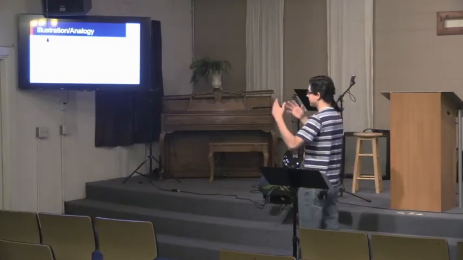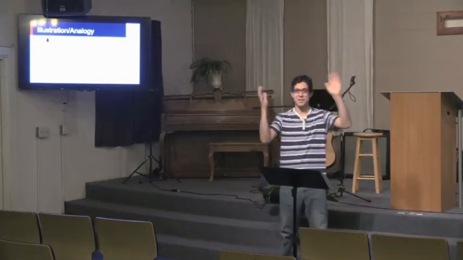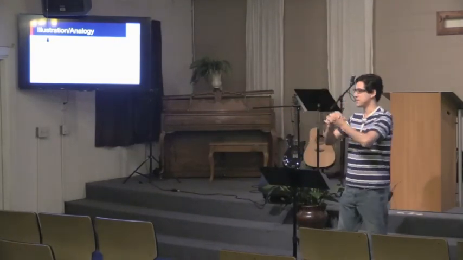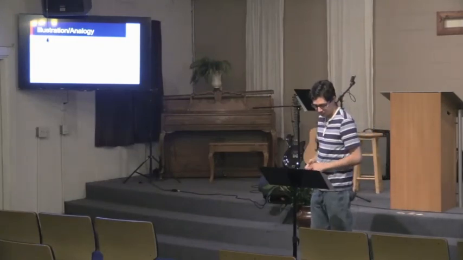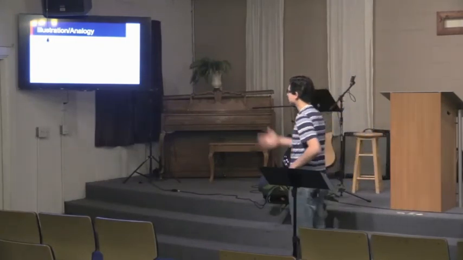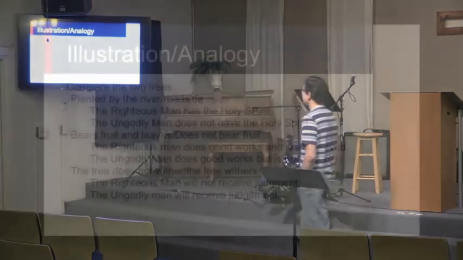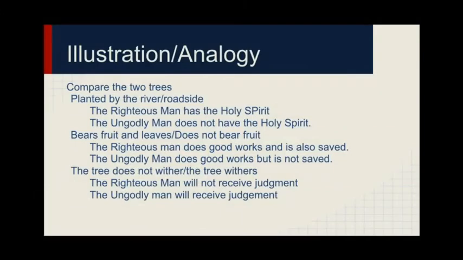All right, so with all the pieces put together, a lot of information, let's put them all together and see what picture we get. And there goes my slide. So let's compare the two trees. Basically, one is planted by the river, one is planted by the roadside. The one by the river is the righteous man. He has the Holy Spirit, sorry for the typo. The ungodly man does not have the Holy Spirit. He's planted by the road, not near the living water.